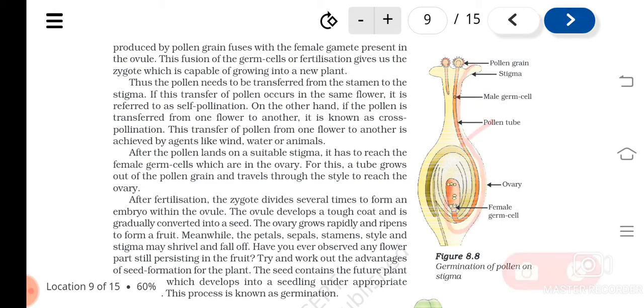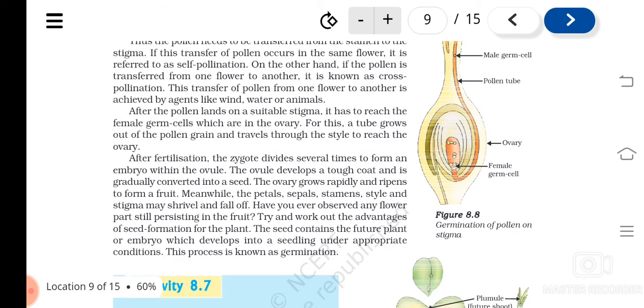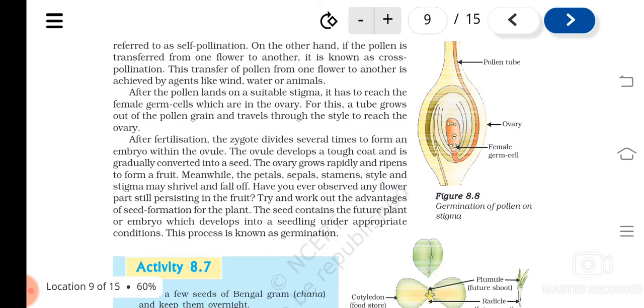So what is a pollen tube? When pollen grains reach the stigma through pollination, they have to grow through the style in the form of a tube. That is called what? Pollen tube. Understood? And then what happened? They produce the male gametes. Okay, the pollen grain produces the male gametes. And then the male gamete will fuse with the female gamete in the ovule and form the zygote.